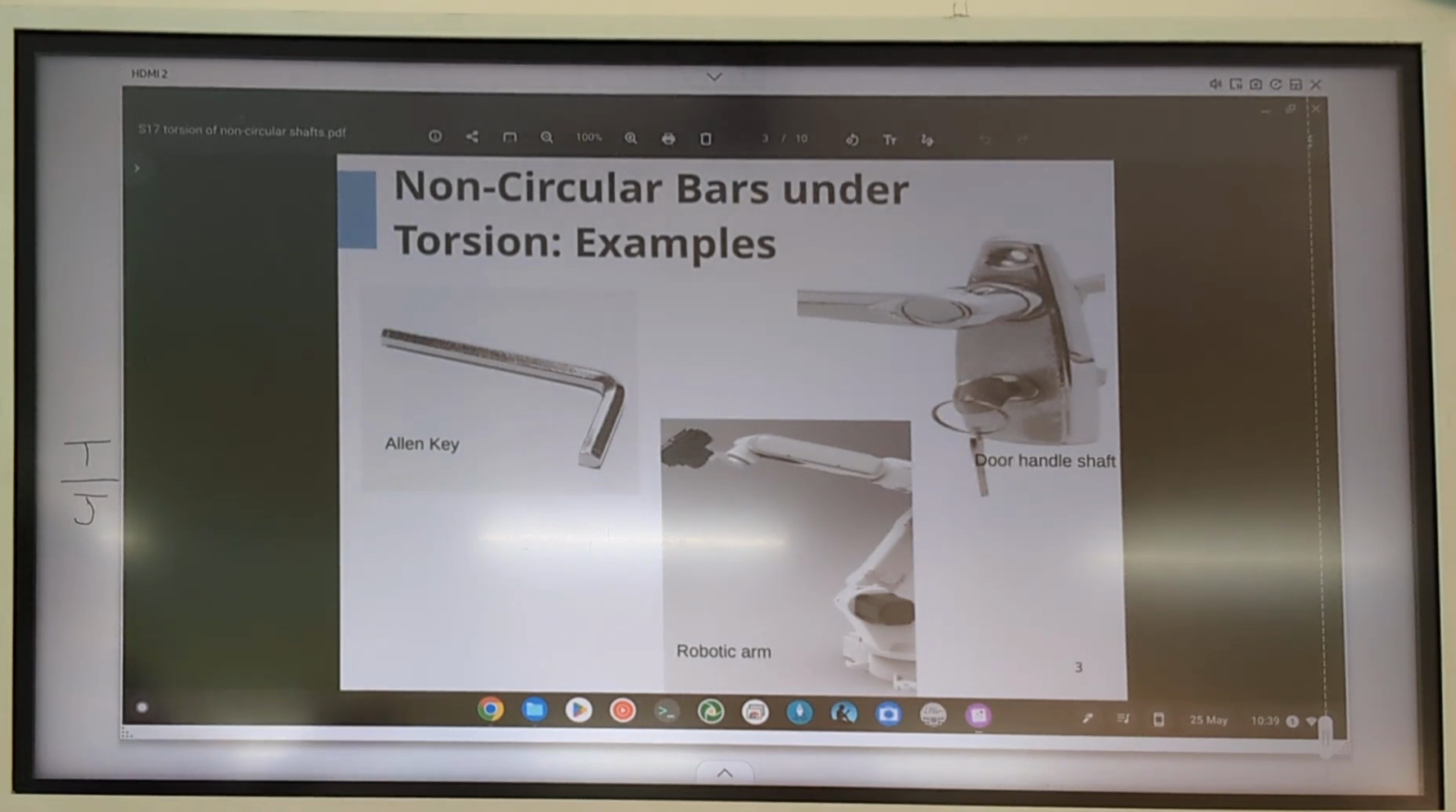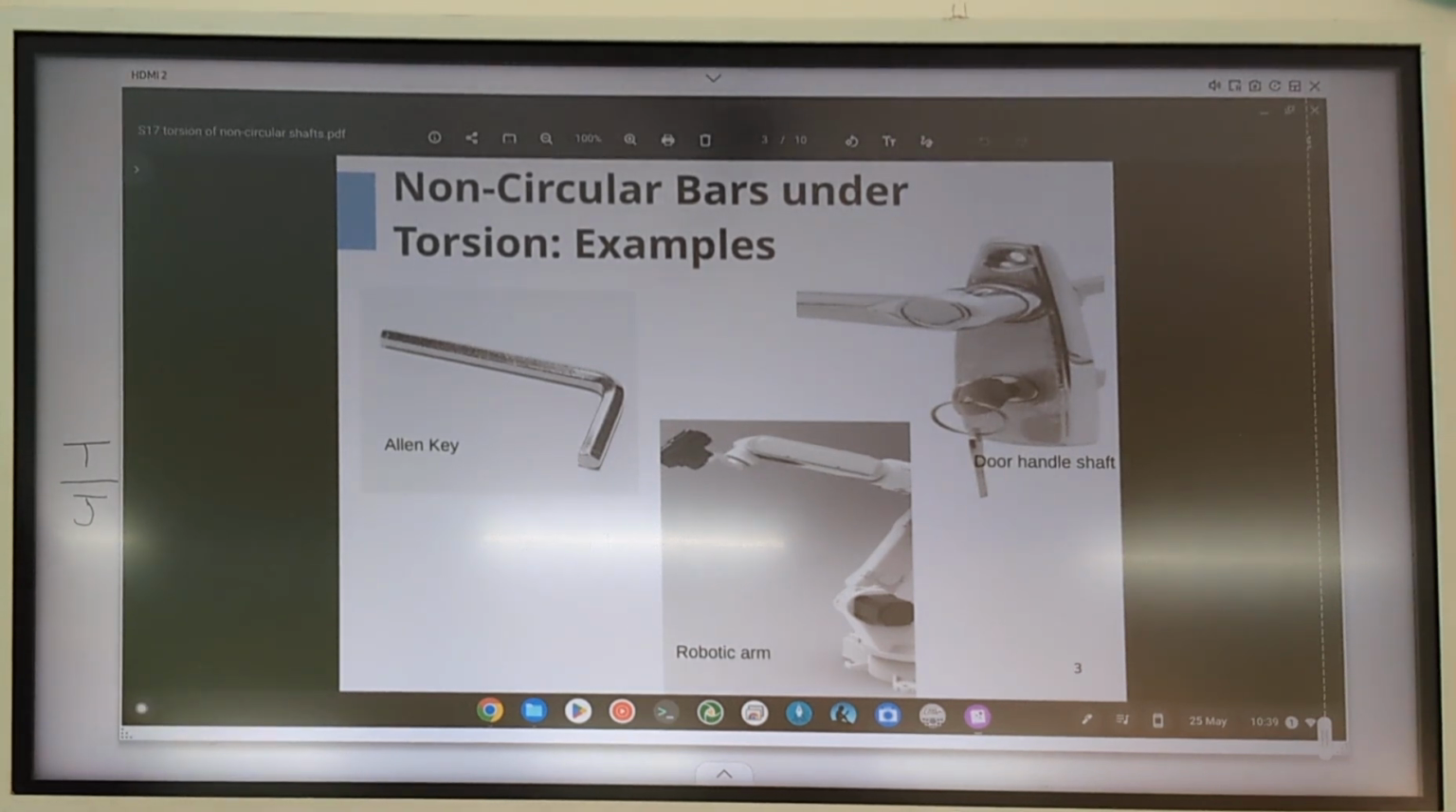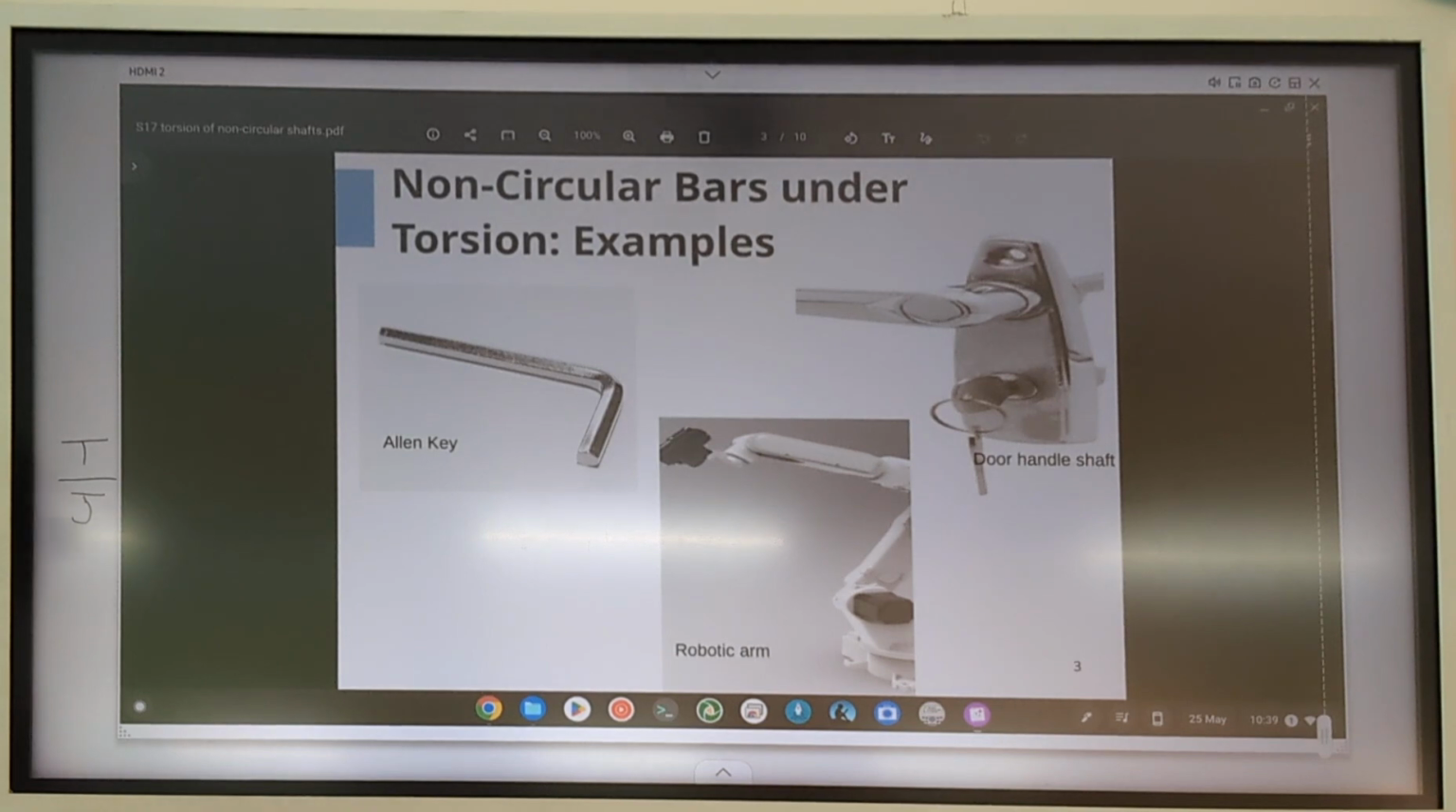I have covered all non-circular cross sections. There are plenty of examples. One would be the tip of the screwdriver, which is similar to the Allen key but different from the Allen key. So the tip of the screwdriver is rectangular, which is subjected to torsion. When you are designing such a component, the regular circular cross section theory sometimes is used as an approximation.